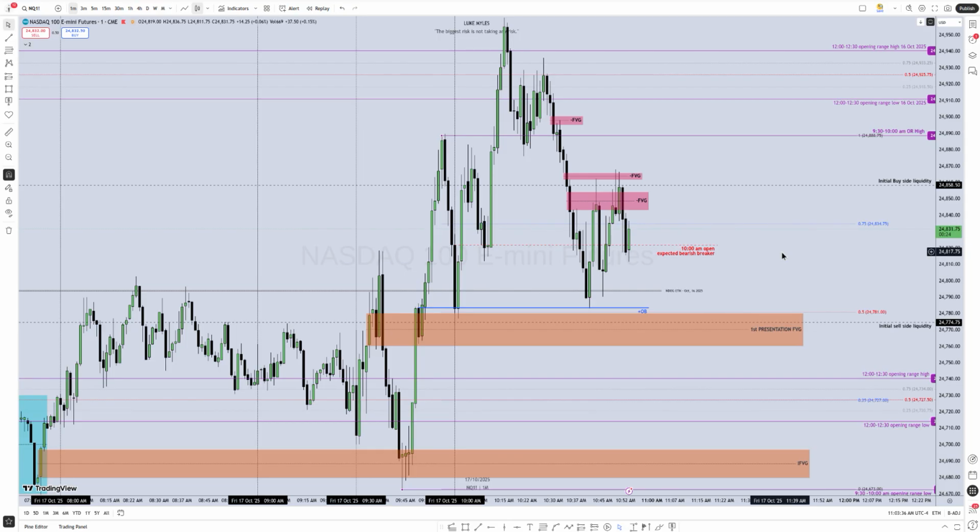Note the 0.75, the market has just tapped that right now. Now we are trading back into that fair value gap right there, having a volume imbalance on this. Consequent encroachment of that, drop lower.